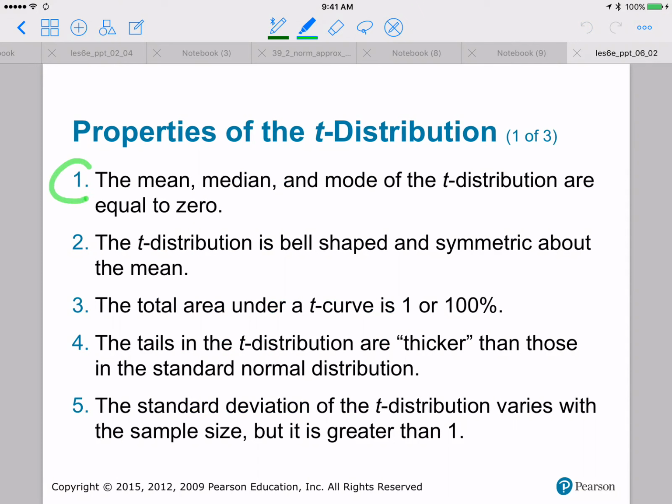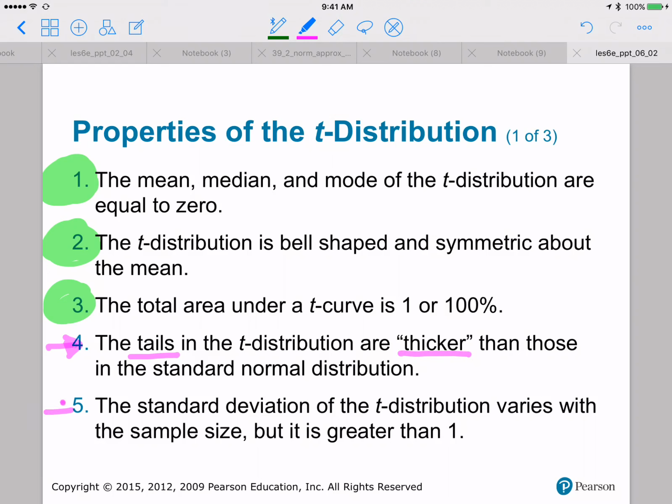The first property is the same as the normal or standard normal distribution. The mean, median, and mode of the t-distribution are equal to 0. The second is also the same as a normal distribution: the t-distribution is bell-shaped and symmetric about the mean. Property number 3 is the same, which is that the total area under the curve is 1, or 100%. Now here we get to something that's different. The tails in a t-distribution are thicker than those in the standard normal distribution.